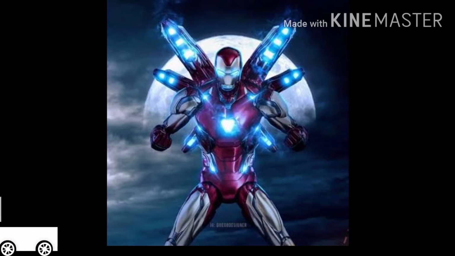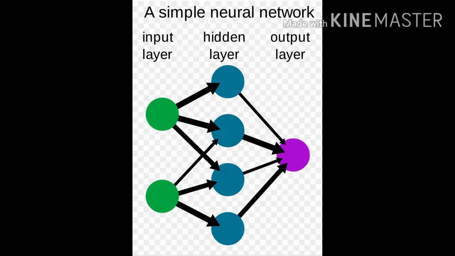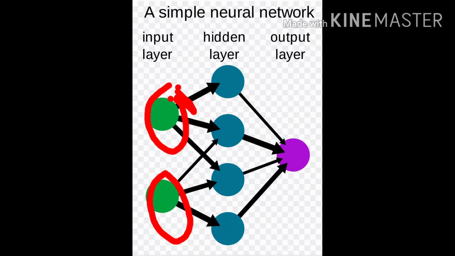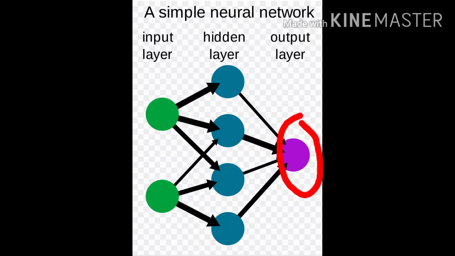Let's start the video. In this video, we are going to discuss neural networks. Neural networks are computing systems inspired by biological neural networks. As you can see in this image, the input layer takes the data and processes it in the hidden layer. Then the hidden layer gives an output in the output layer. So in this way the neural network works.